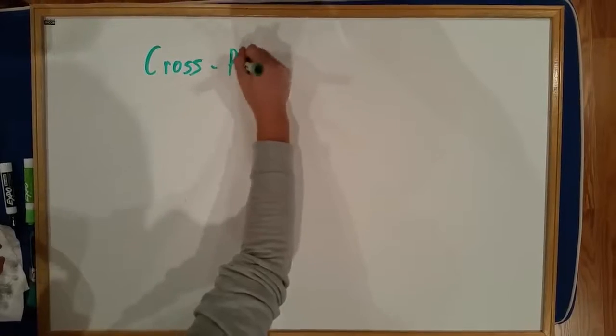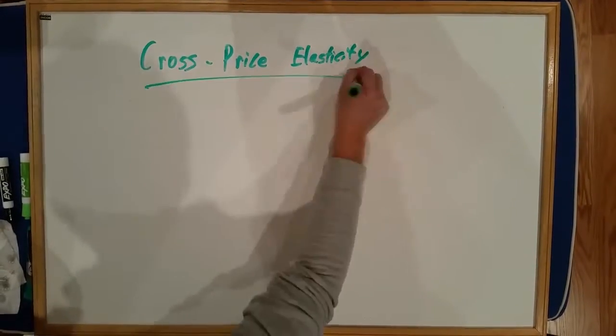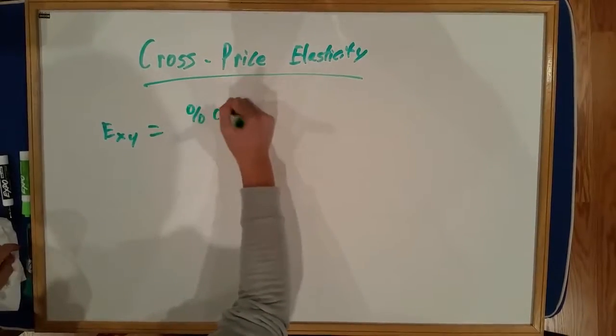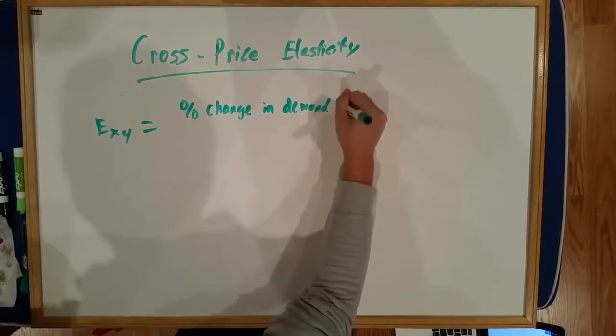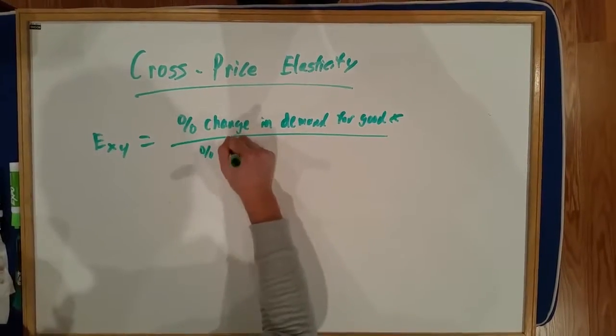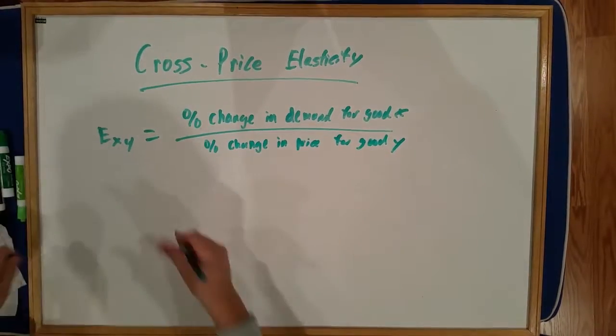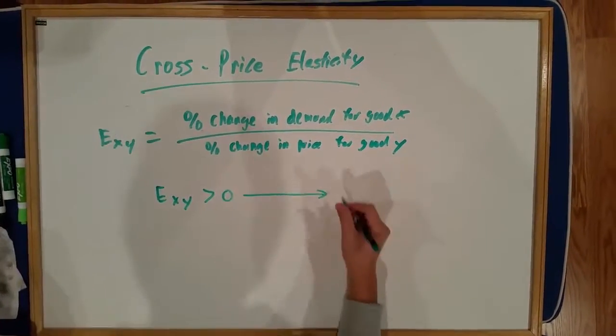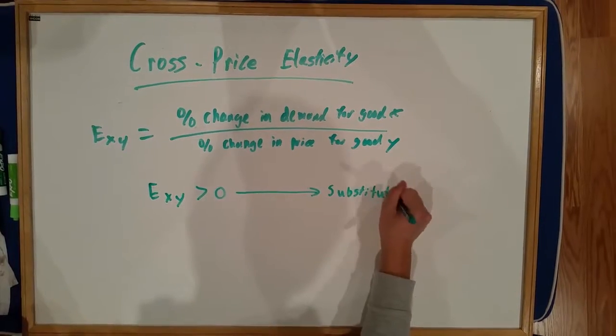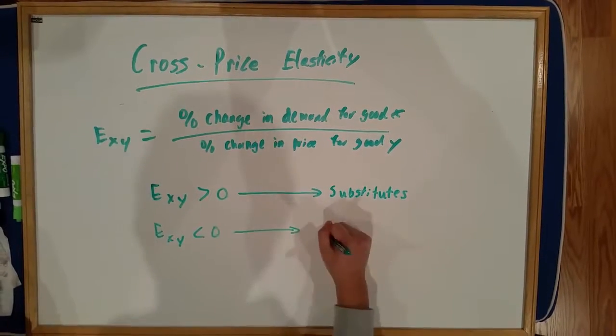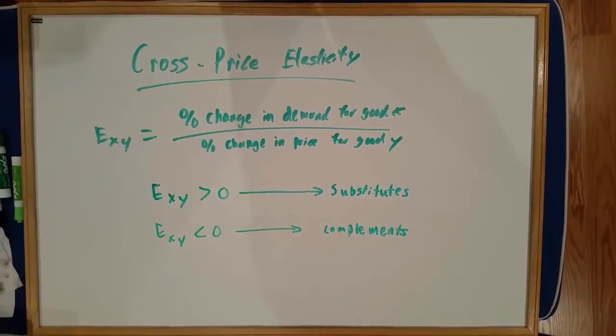Now we're going to talk about cross-price elasticity, which determines if two goods are substitutes, complements, or independent. The coefficient of cross-price elasticity is equal to the percent change in the quantity demanded for product X over the percent change in the price of Y. If the coefficient is greater than 0, then they are substitutes. If it's less than 0, then they are complements. If it's equal to 0, then they're independent.